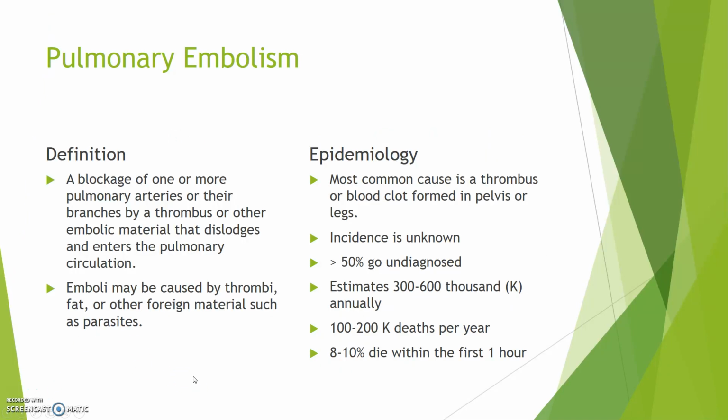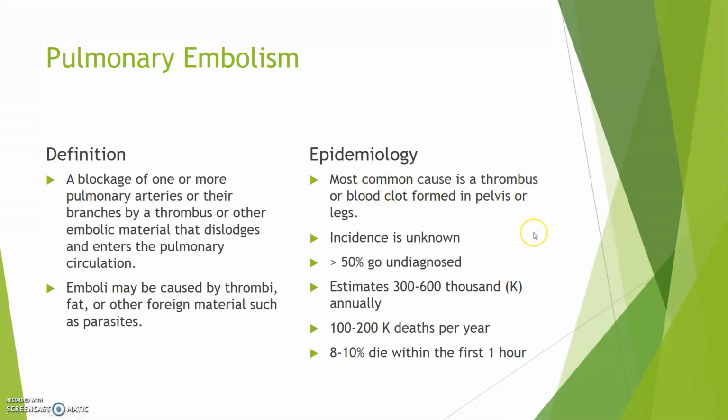So pulmonary embolism is a blockage of one or more pulmonary arteries or their branches by a thrombus or other embolic material that dislodges and enters the pulmonary circulation. Emboli can be caused by thrombi, fat, or other foreign materials such as parasites. I had a patient one time that died of a bone emboli after a femur fracture.